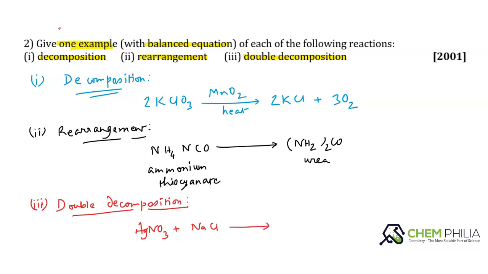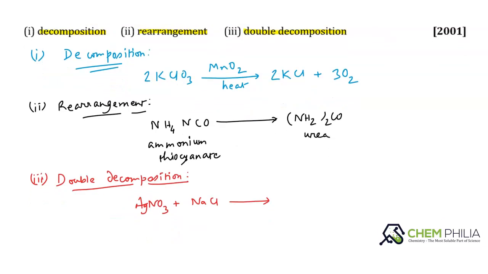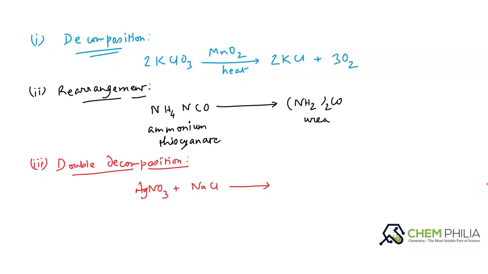AgNO3 is, you know, silver nitrate, and NaCl is sodium chloride. So when they are treated, there is a mutual exchange of the ions. So after the reaction, Ag goes with Cl and Na goes with NO3. So the products are silver chloride and sodium nitrate. So you can see that silver and sodium, or you can say NO3 and Cl, have exchanged their positions with each other. So this is a double decomposition reaction.